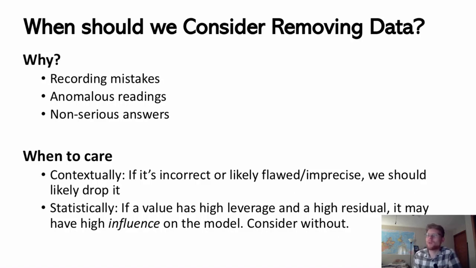So when do we care? Well, contextually, if we know that it's flawed or imprecise, it makes sense to drop it because it's just bad data. And statistically, as I mentioned, we care because it might have a high influence and it's going to affect the whole model. It's going to affect my coefficients, and I don't want those 1 or 2 values, or that small handful of values, to highly influence the model away from what most of the data in that trend seems to be.